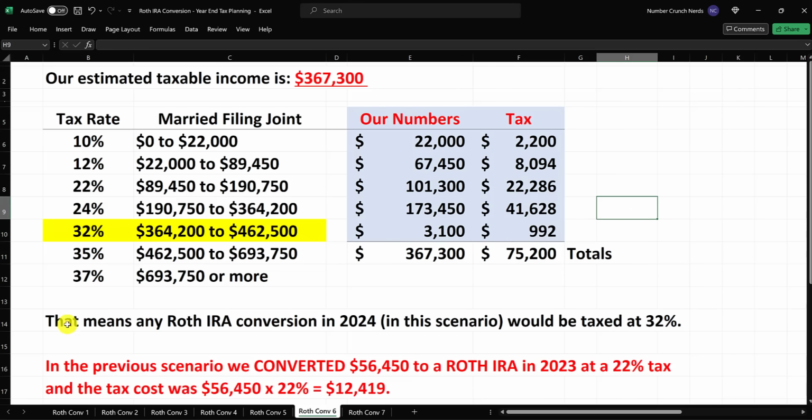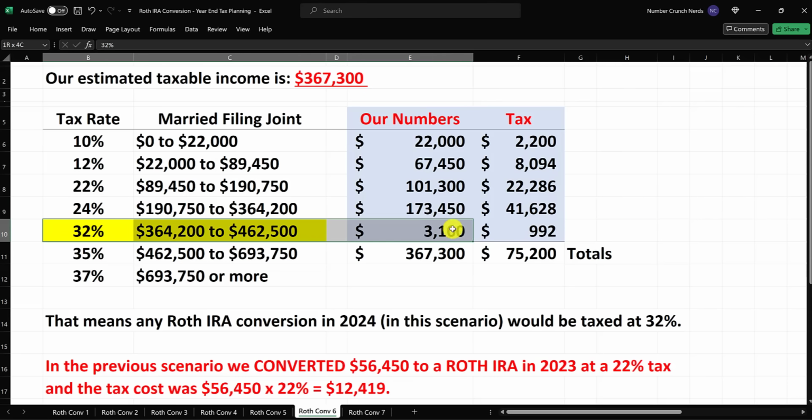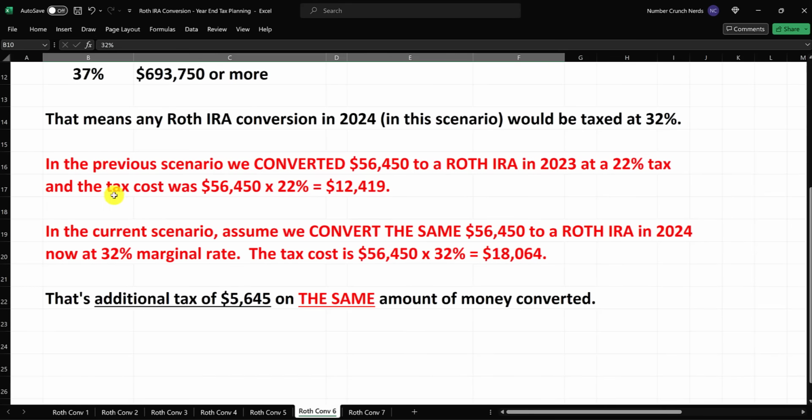Okay, it's telling us that any Roth IRA conversion in 2024, under this scenario, would be taxed at 32%, right? Because this is your income before you consider any conversion. So if you do a conversion, that income is going to fall into your marginal tax bracket, which in this case is 32%. So let's go back and check out the difference.